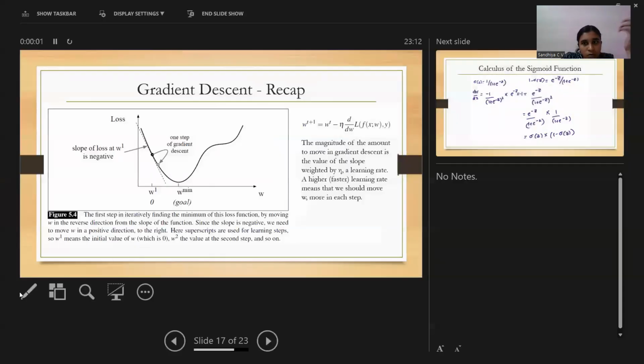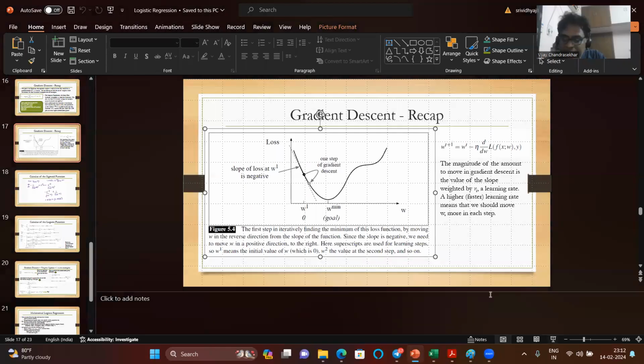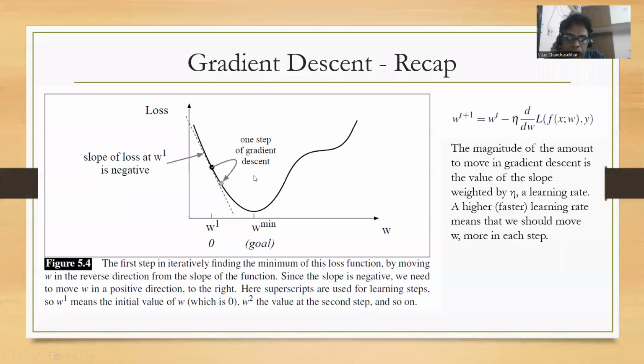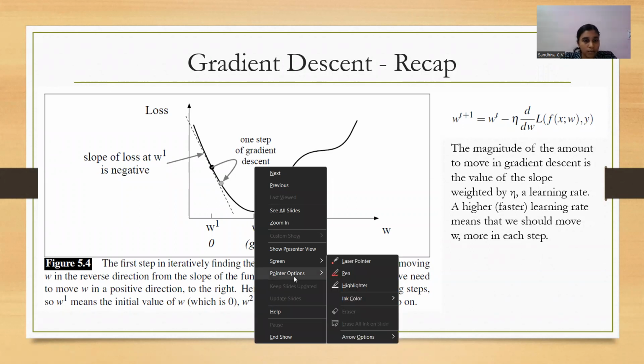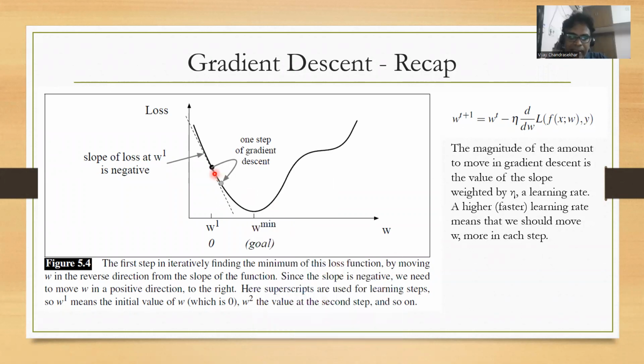You can use the laser pointer in the normal mode too. Sorry, say that again? What can I do? You can see the pointer icons at the bottom left. Can you scroll, the pointer option? Yeah. Okay, correct. You got it.